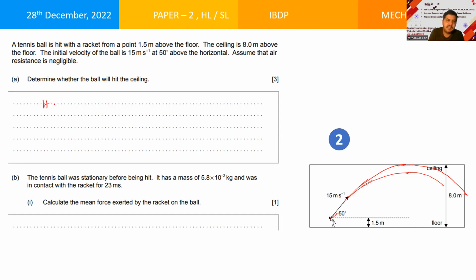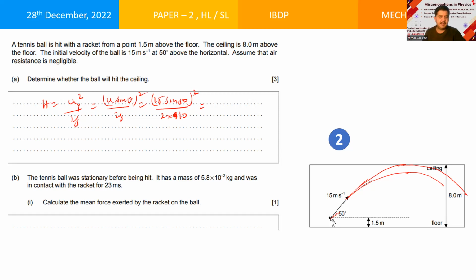So the maximum height h is given by uy squared divided by 2g, right? What is uy? uy is nothing but u sine theta. So (u sine theta) squared divided by 2g. Let us find out what is u. 15 sine 50, and this is squared over here, right? 15 sine 50 squared divided by 2 into, shall I take 10? Okay, let us take 10 itself.